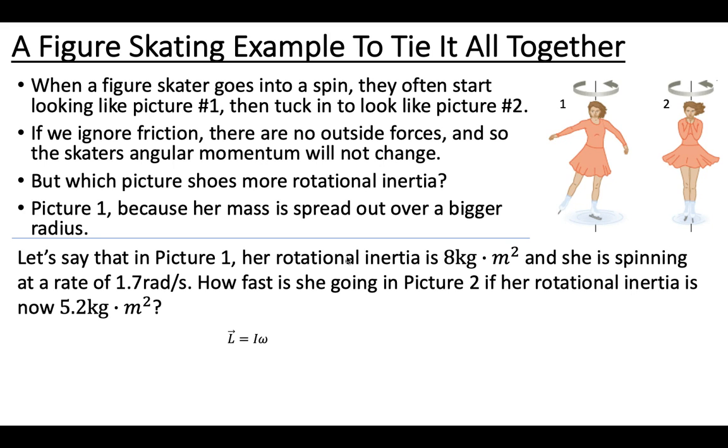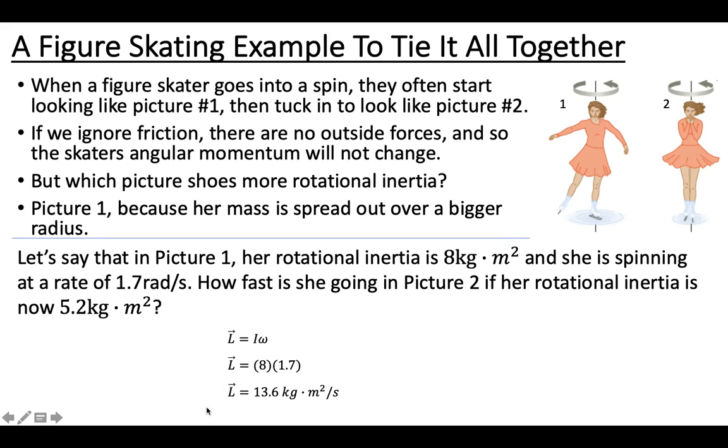Okay, so here's what we're going to do first. We know her rotational inertia, and we know how fast she's spinning, and so we're just going to multiply those. We know I and we know omega, so we can calculate her momentum pretty easily. Just multiply those two, 8 times 1.7, to get her rotational momentum. 8 times 1.7, when you do that, you get 13.6.